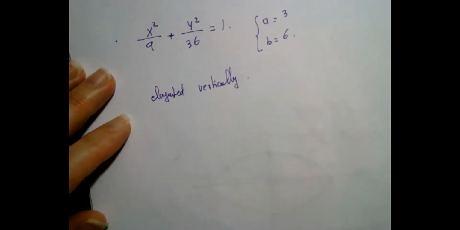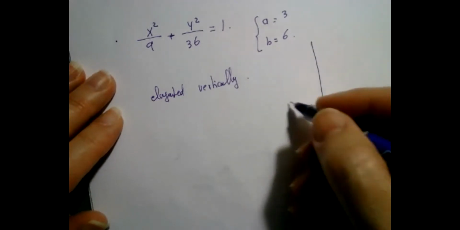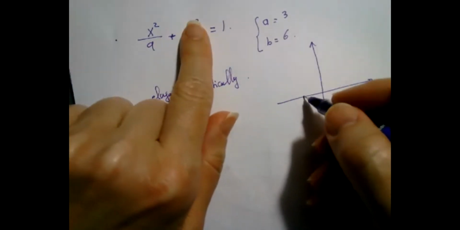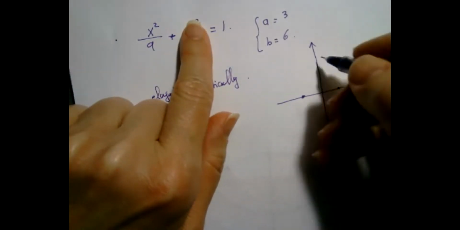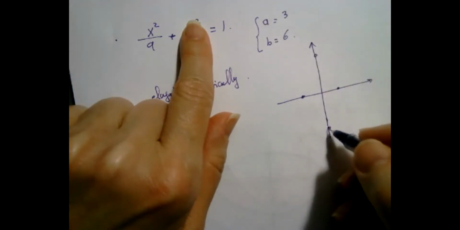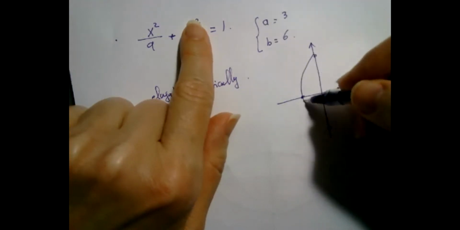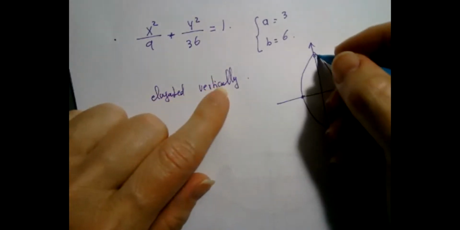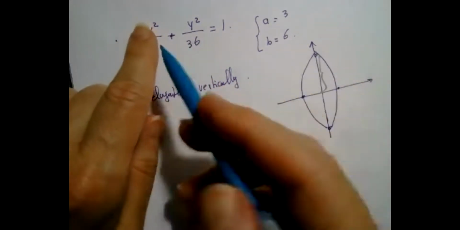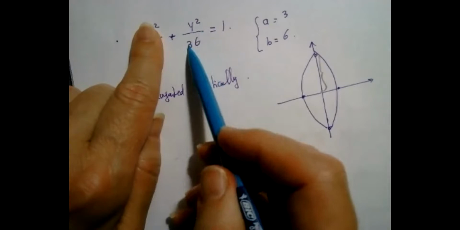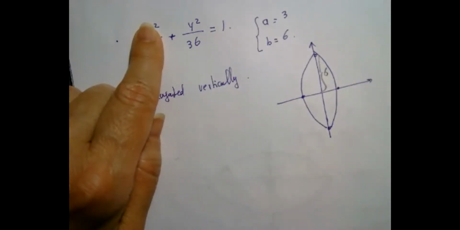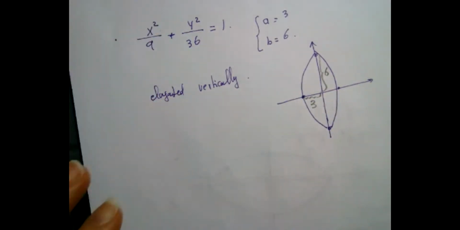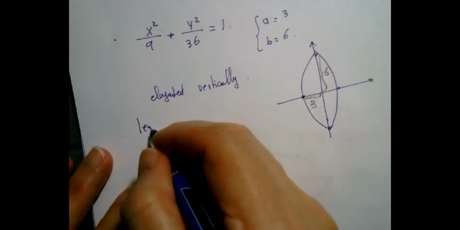Okay, now we're going to graph, and you're going to tell me how this is going to be. Graphing it is simple. This is the A, plus 3 minus 3, and this is the B. And it's going to look like that. From here to here, that's the B, because that's what happens when X is 0. Y is going to be plus or minus, so that's the 6 from here to here. And this is going to be my 3. So the length of the major is 12.